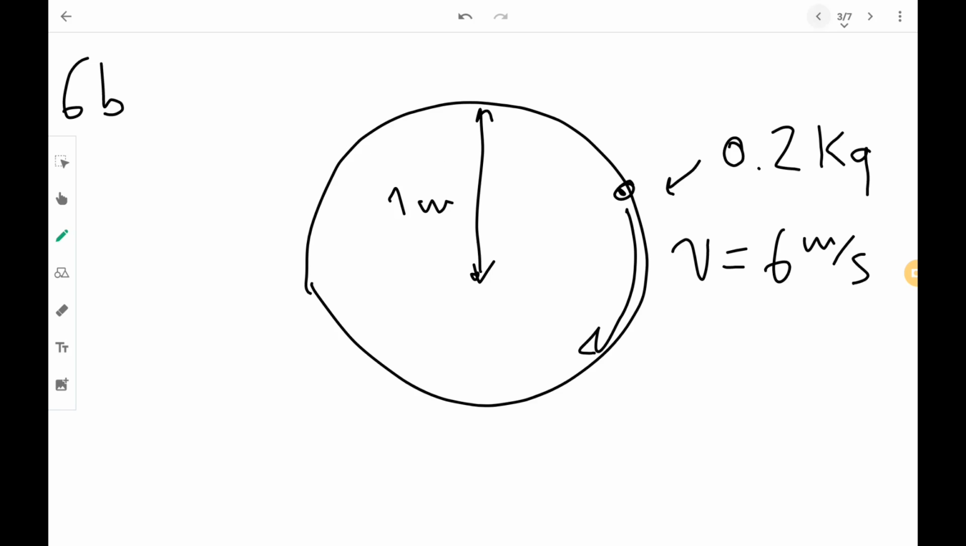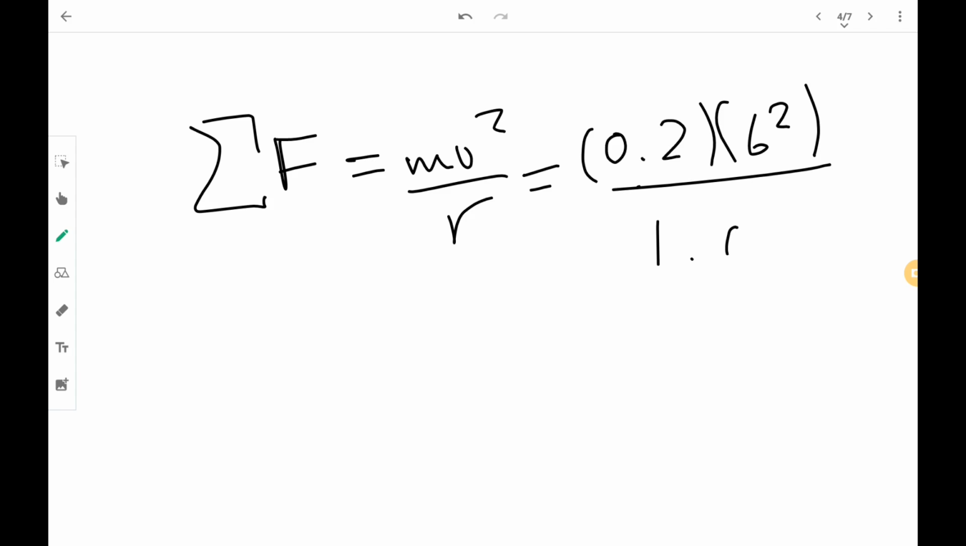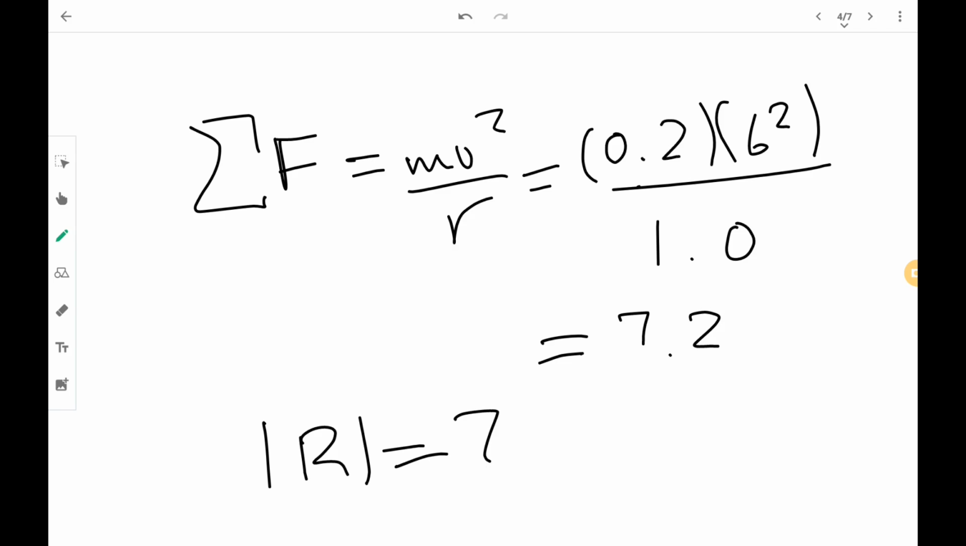So what you do is net Fx, or net F only, is m v squared over r. So we got m to be 0.2, it's given 6 squared, and 1.0. You will get 7.2. So the magnitude of the reaction is 7.2.